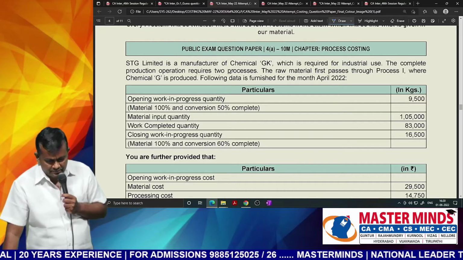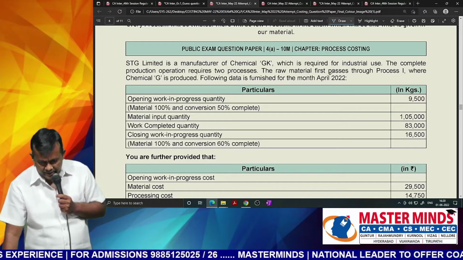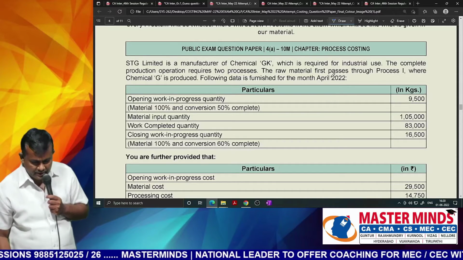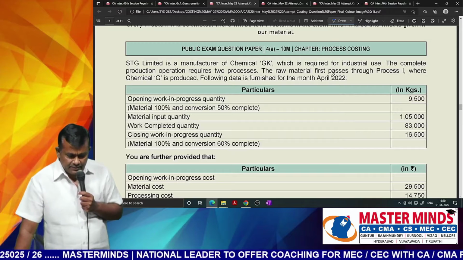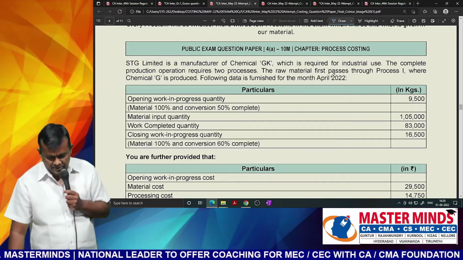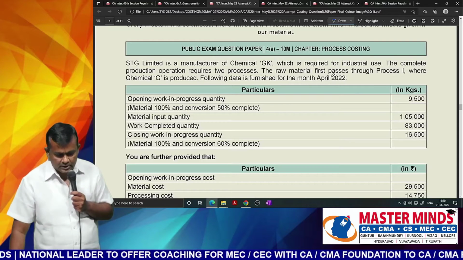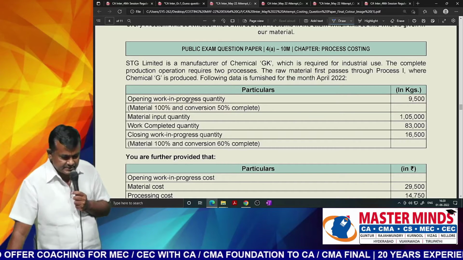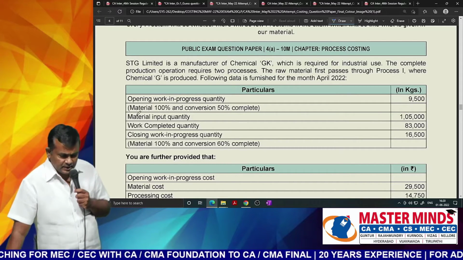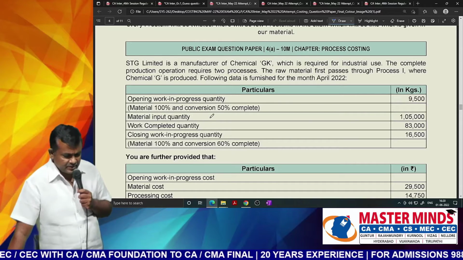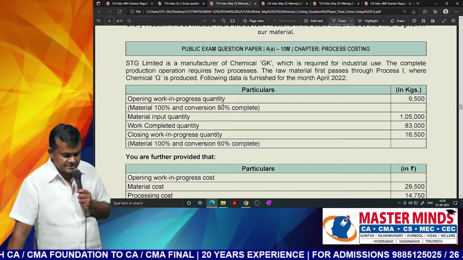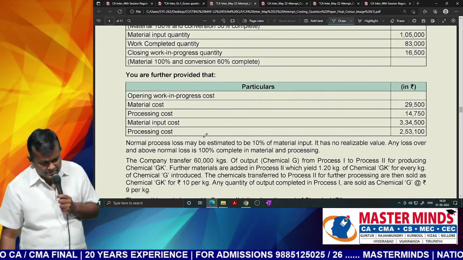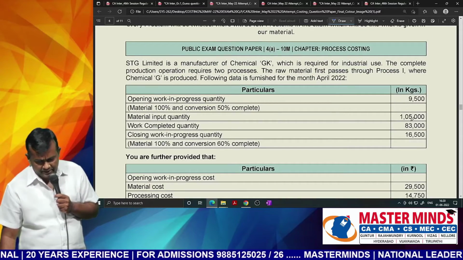SDG Limited is a manufacturer of chemical GK which is required for industrial use. The complete production operation requires two processes. The raw material first passes through process 1 where chemical G is produced. Following data is furnished for the month of April 2022. Opening work in progress quantity 9,500 kgs. That is the opening work in progress. Material 100%. Conversion cost means labor and overheads, collectively known as conversion cost. 50% completed, sir. So material input quantity 1,05,000.